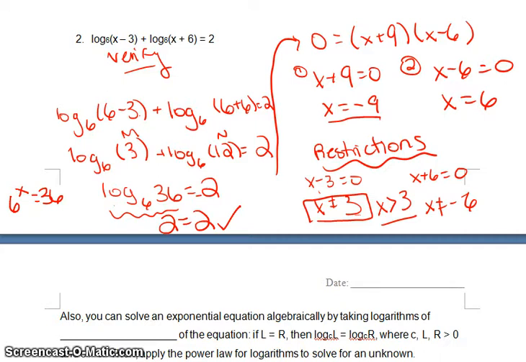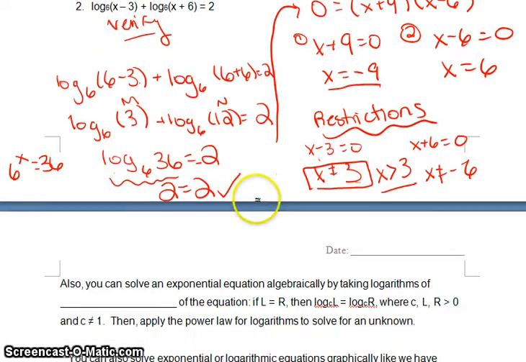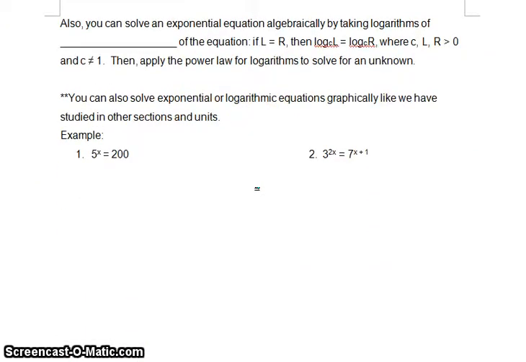So now let's move on to the next page there. I'm just going to scroll on down here. And one thing I want to make a note of is that we can also solve exponential equations algebraically by taking the logarithms of both sides of the equation.